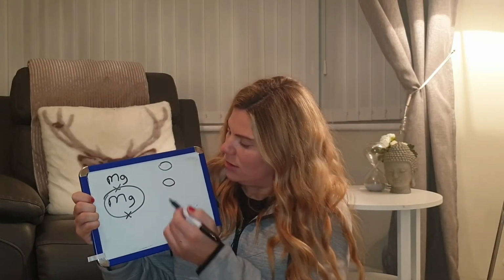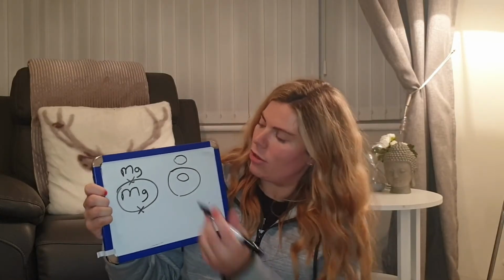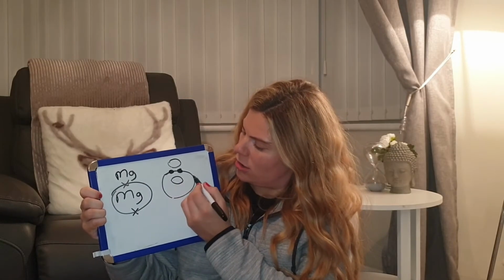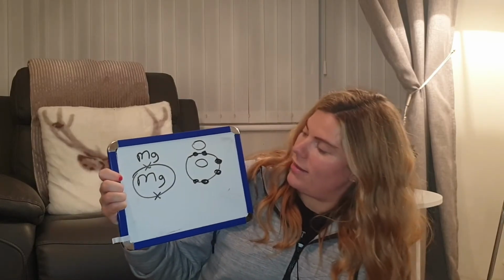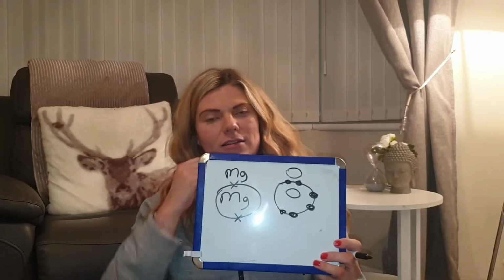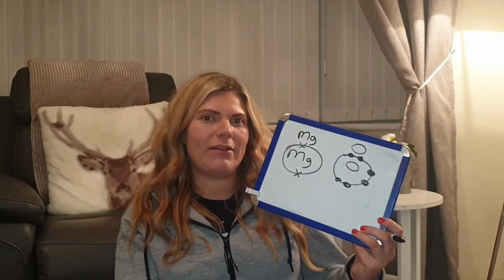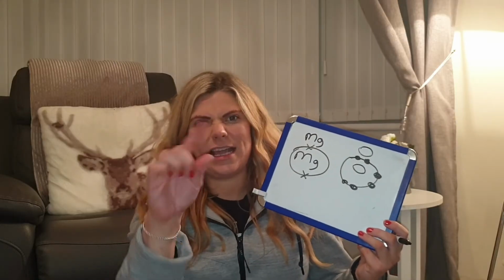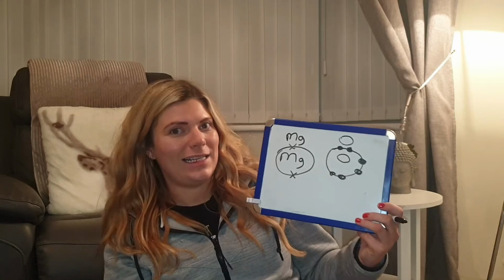Oxygen is in group 6. It's got 6 electrons in its outer shell. I always try to make this not look like a boob, but mine always do. Group 6. So I'm going to give this one dots because I already gave the magnesium crosses. Now, if you look at them, they both want full outer shells. Because they're not hydrogen and helium, they want 8 in their outer shell. Hydrogen and helium only want to fill their first shell, so they only need 2 electrons. All the rest need 8.